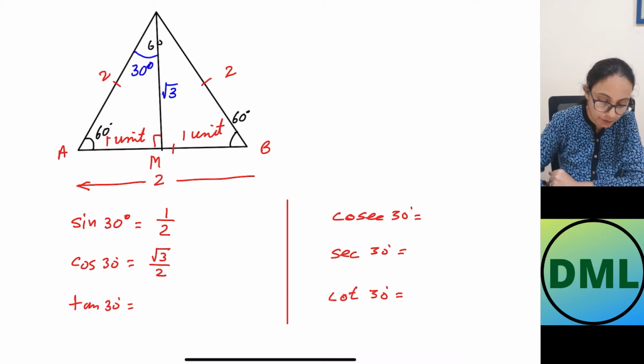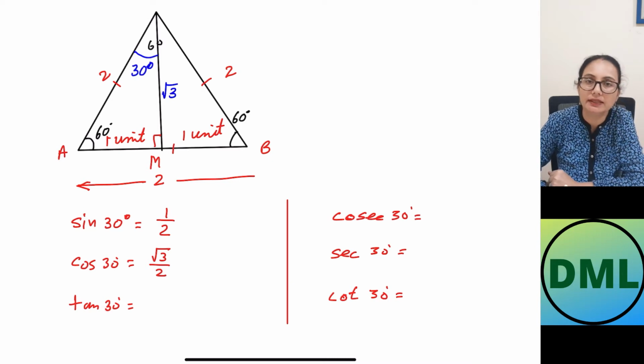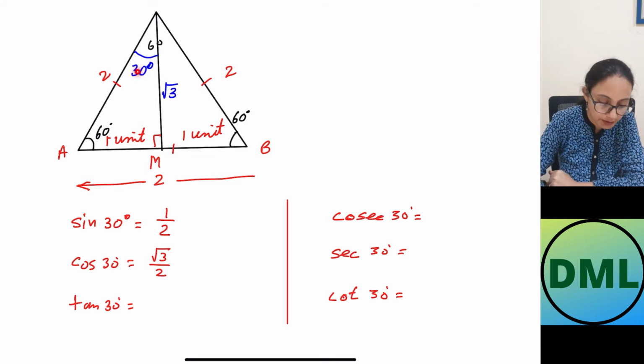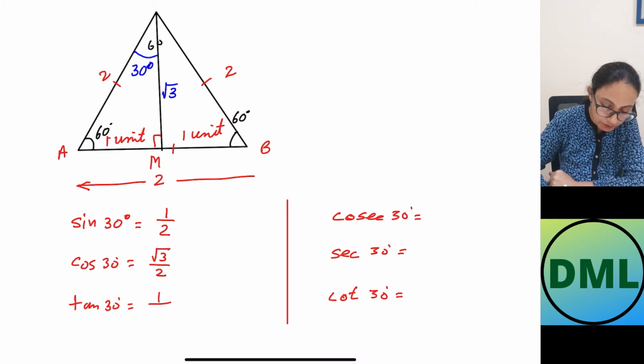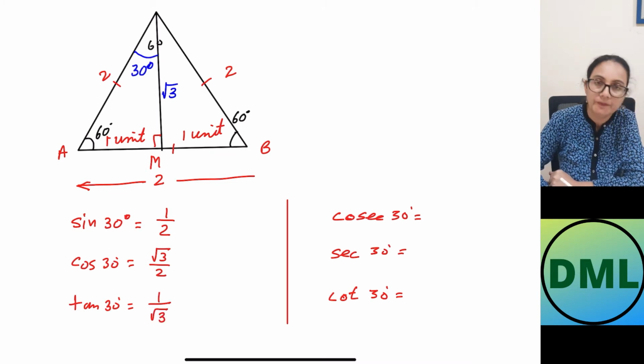Now I will look for tan 30 degrees. Tan theta is what? Tan theta is opposite over adjacent. So for this 30 degree angle, this is opposite which is 1. Adjacent is root 3. So it is 1 over root 3. Let's put the value here. So it will be 1 over root 3.